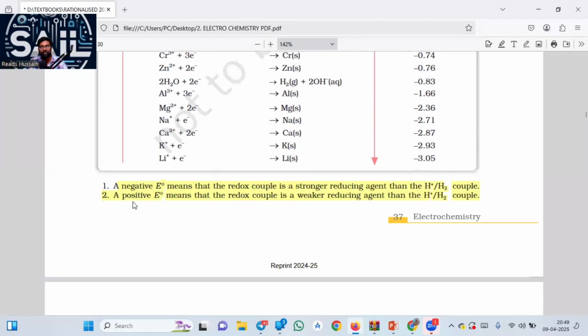And in your textbook, you can find two important points. A negative standard electrode potential, E naught meaning standard electrode potential, that is a reduction potential, is a stronger reducing agent than the hydrogen couple.